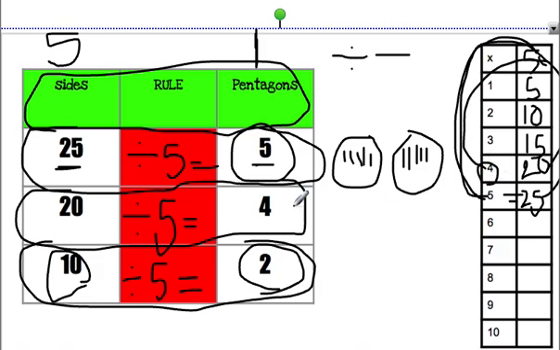Check. Check. And let's see, 10 divided by 5 equals, who's its partner? 2. And that's his partner. So if I look, 25's partner is 5, 4's partner is 20, and 2's partner is 10. So I did a good job dividing.